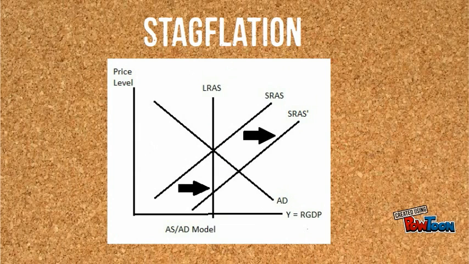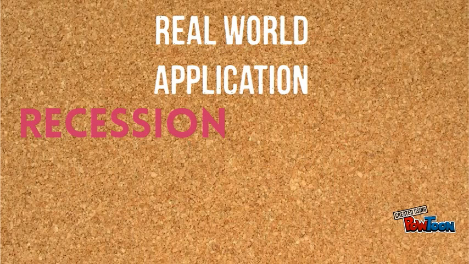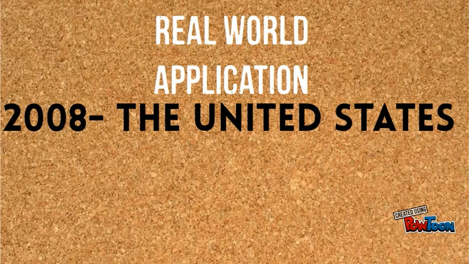Real-world application of recession. In 2008, the United States suffered one of the greatest recessions. Thousands were unemployed, and the housing market had basically collapsed. To get the U.S. out of recession, many companies were bailed out, and stability slowly restored itself.